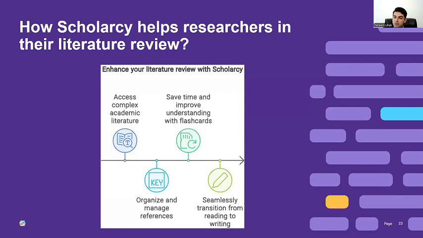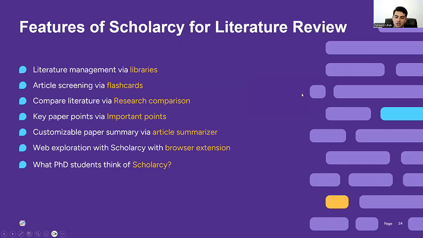And lastly, it can help you transition very easily from reading papers to writing papers. Generally, this tool helps you to organize, it helps you to read papers, and it helps you to extract data from the papers. Now, how it does that, we are going to have a look. So here, this tool Scholarcy has different features. For example, it has libraries, and those libraries help you manage your literature.